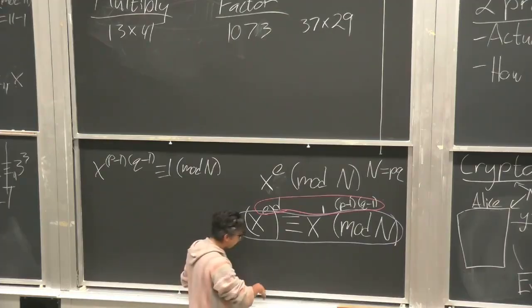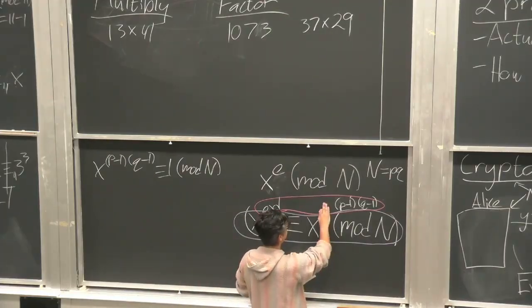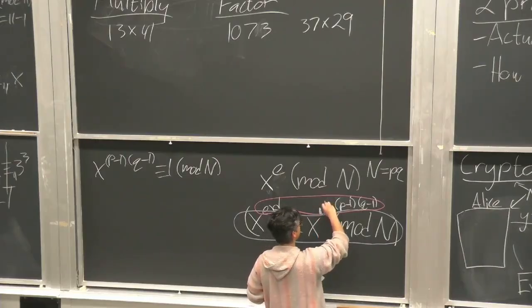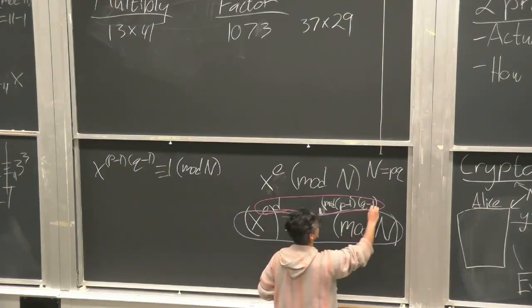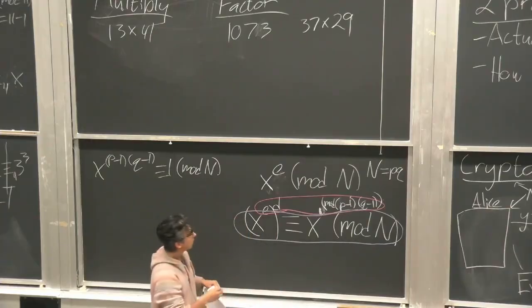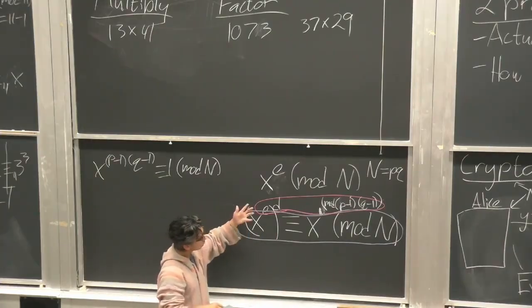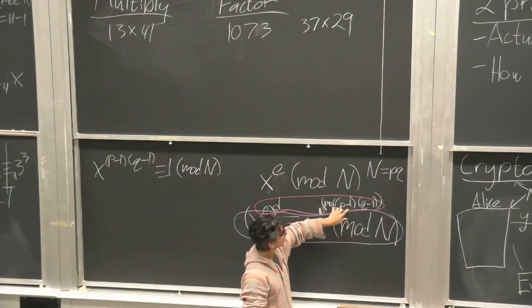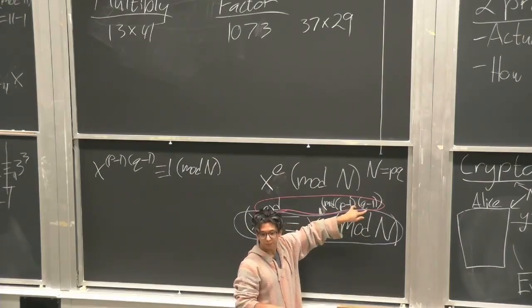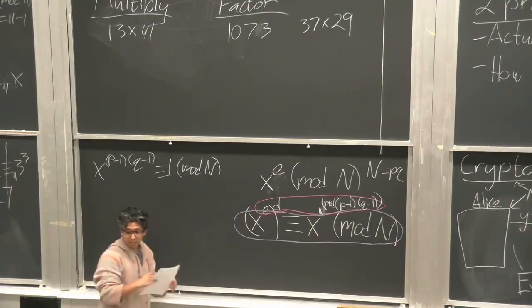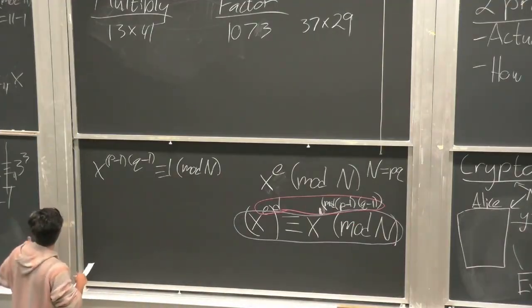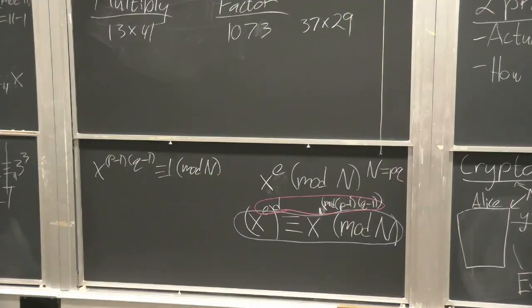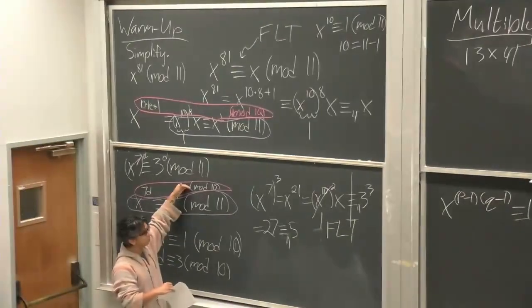So really what's happening is, again, I should have written a mod there. This is mod p minus 1 times q minus 1. So we have two moduli. On the bottom, we have modulus n. On the top, we have modulus p minus 1 times q minus 1. We're going fast here, but this is everything that we did over here, where we're dealing with one modulus down below and another modulus up above.